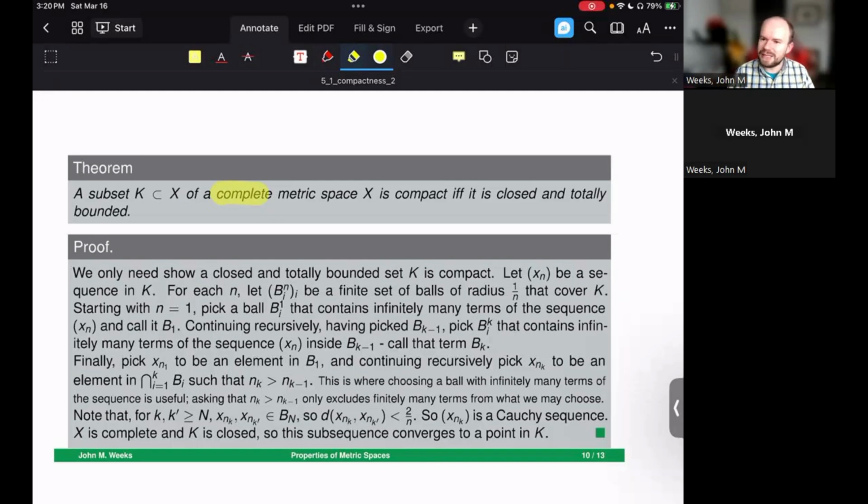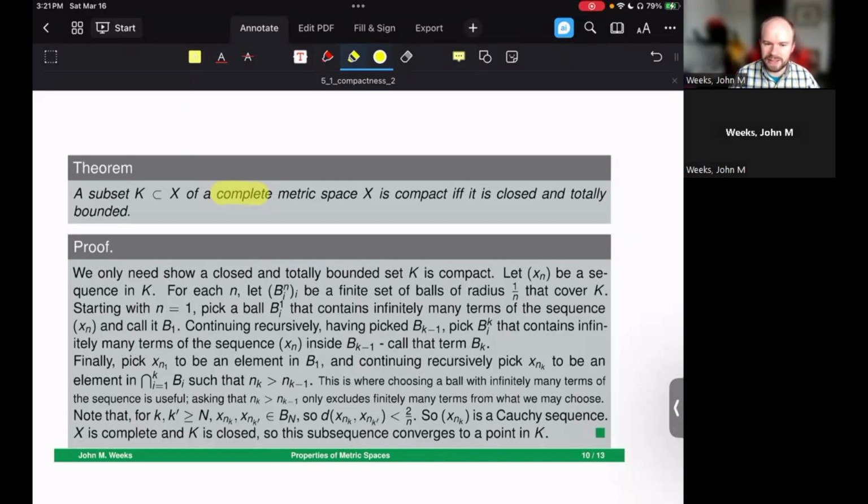So adding complete here makes things a lot easier in terms of how we would write this proof, because we can now construct Cauchy sequences and use that to get some sort of convergent point. Basically, it says that Cauchy subsequences would be convergent subsequences, which is something we need for compactness. So let's see this here in this proof.